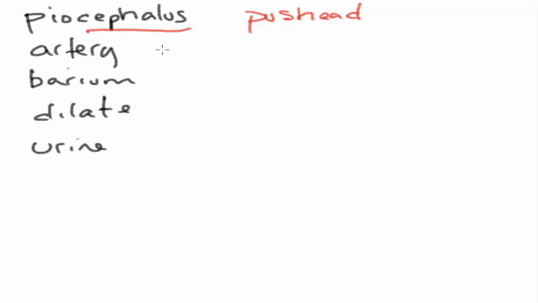Pyocephalus. Artery: the study of fine paintings. Wow. Barium: what to do when CPR fails. Dilate: to live longer. Urine: opposite of you're out. Okay. Ignore these last four. It's just a little joke.